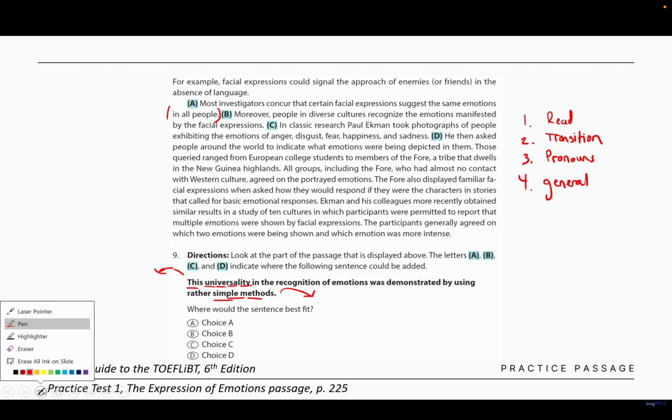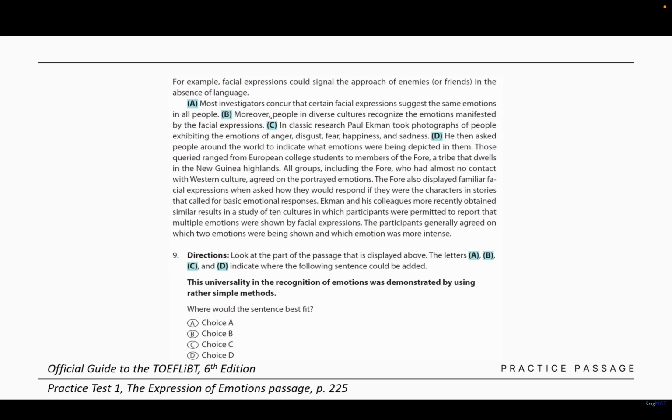Here's another problem. What word do you see right after B? Moreover. Yeah, which means supporting, so this idea and this idea are together. Do you want to separate them? No, right? Okay. So that means the answer must be what? It must be C. Now let's go ahead and confirm this.